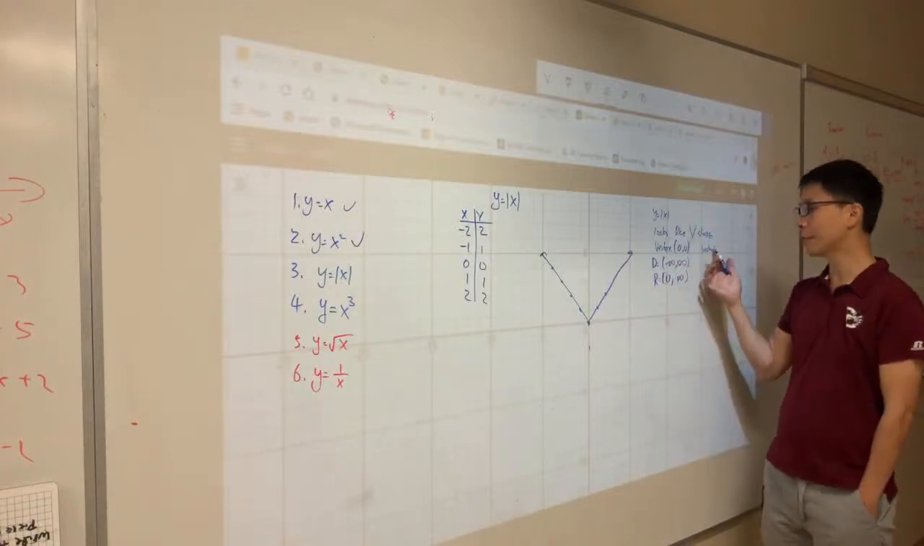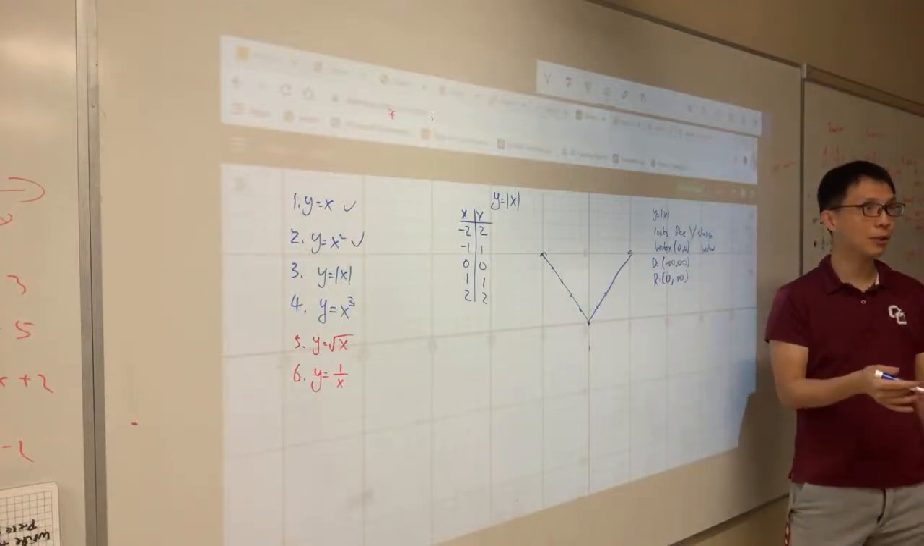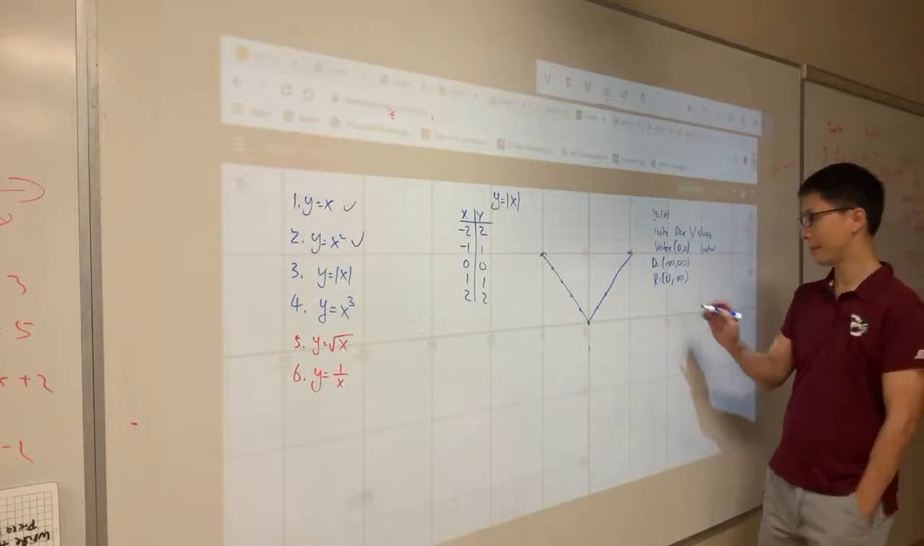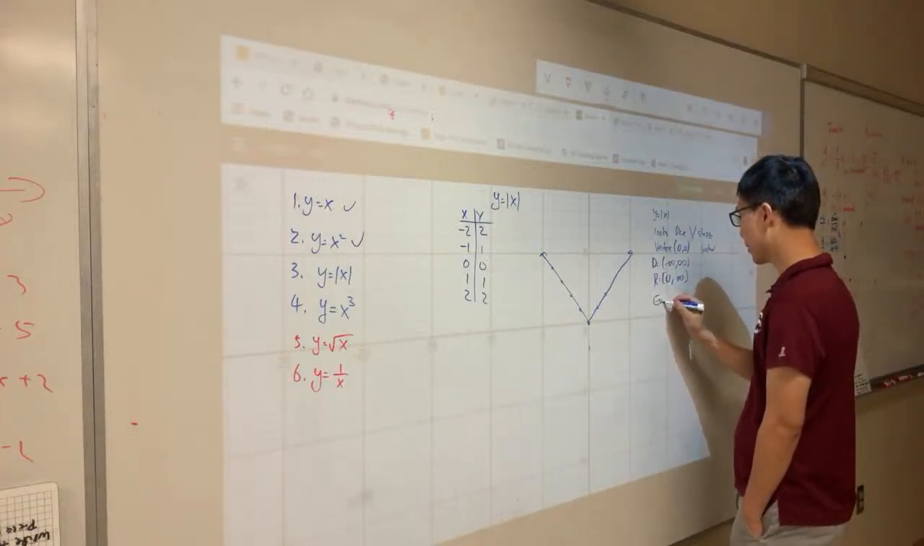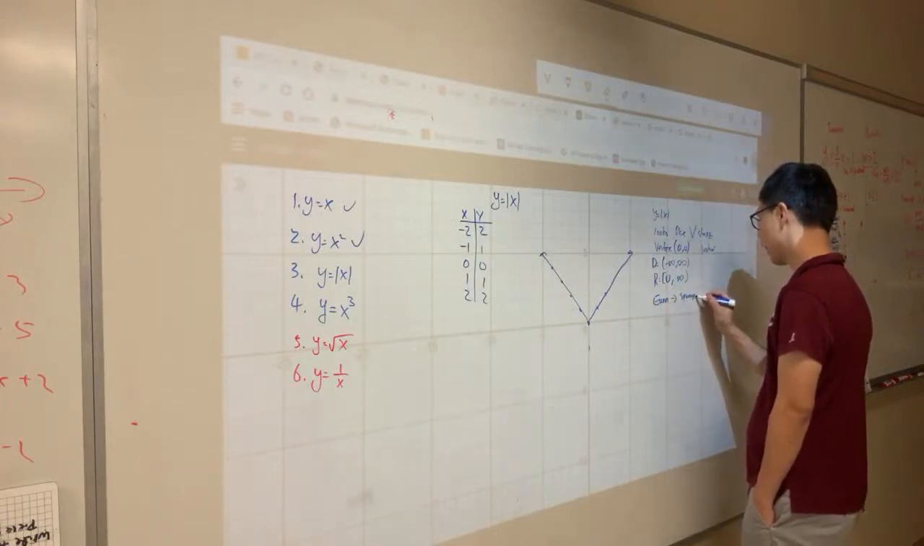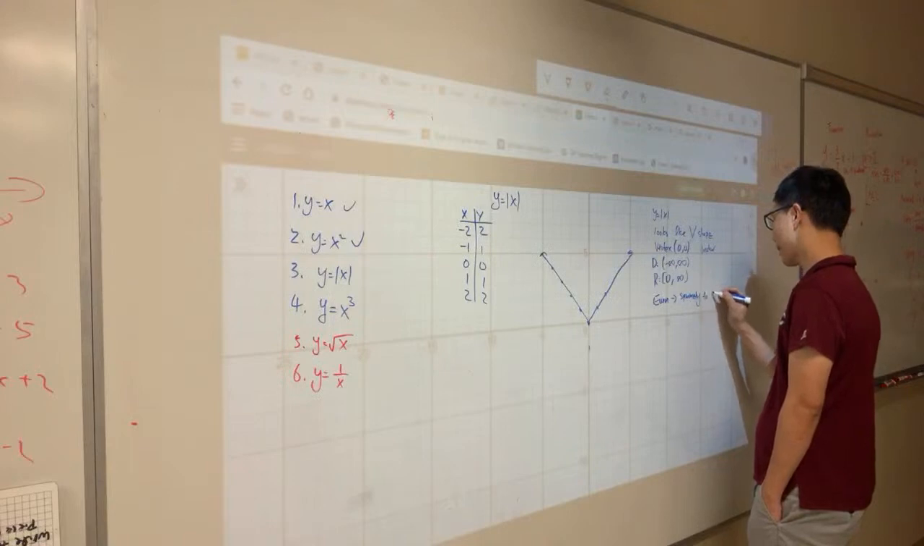Okay, so there's the anchor point. Is this an even or odd function? Even. Why? Because it's flipping across the y-axis. Yes, so it's an even function because of the symmetry to the y-axis.